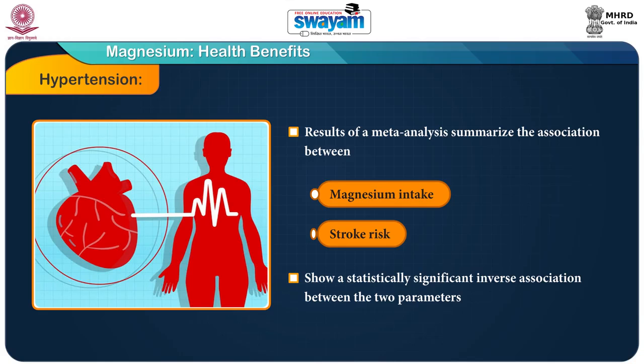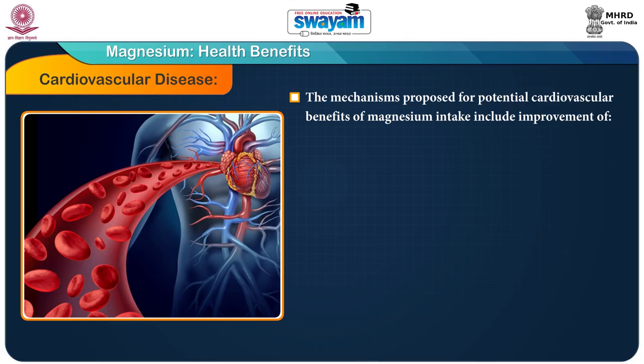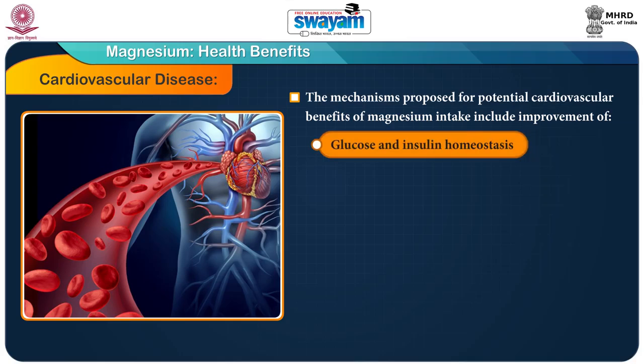Now, coming to the next benefit, the health benefit of magnesium as related to cardiovascular disease. The mechanisms proposed for potential cardiovascular benefits of magnesium intake include improvement of glucose and insulin homeostasis or lipid metabolism.